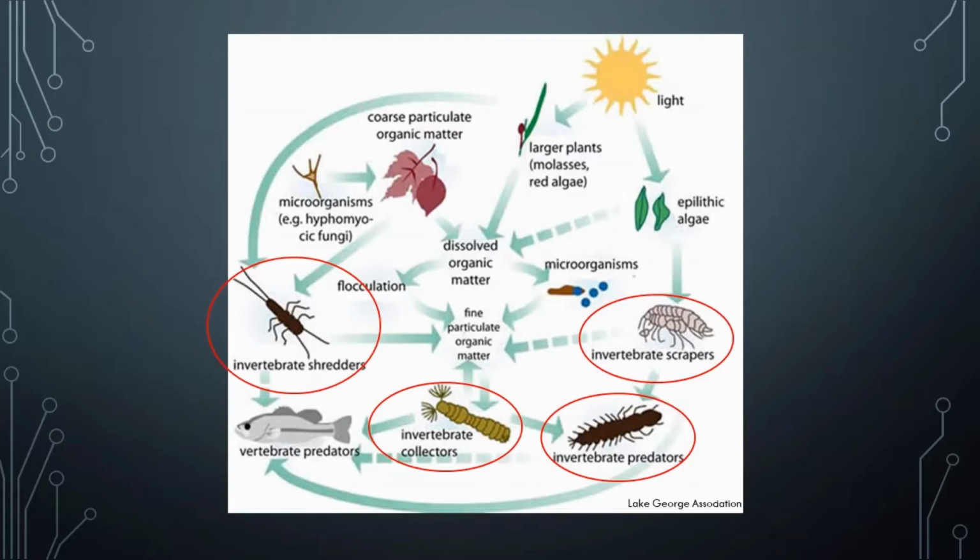But macroinvertebrates are not only important for their indication of water health, they also play a very important role in the aquatic food web. Macroinvertebrates may feed on living material like algae, plants, or other invertebrates, as well as on dead or decomposing plants and animals and particles of dead organic matter. They are often classified according to the way in which they obtain their food. These classifications include shredders, scrapers, collectors, and predators.